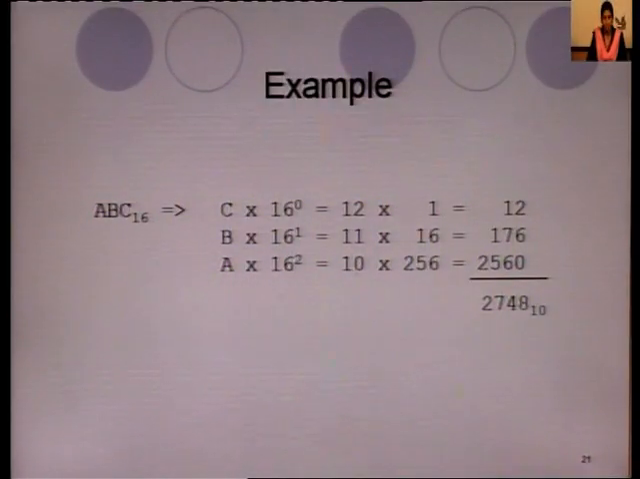So by multiplying we get results 12, 176, 2560, and by adding these three results we will get 2748. That is a decimal value. So the equivalent decimal value of hexadecimal ABC string is 2748.